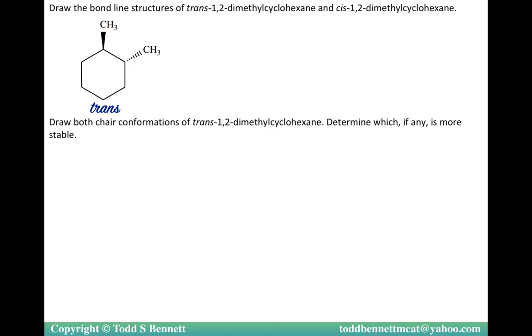1,2 means they are, if this is carbon 1, this is carbon 2, or if this is 1, that's 2, totally arbitrary. And then trans, a word we're going to introduce. Trans means across from, opposite sides. So in this trans scenario, if this CH3 is up, meaning in front of the plane, in front of the ring, I should say, this one has to be in back of the plane of the paper with the ring system. So one is said to be up, the other one is said to be down.